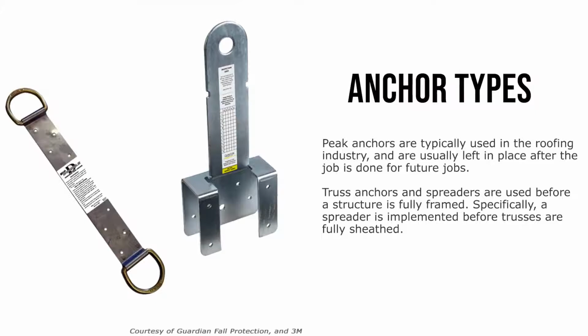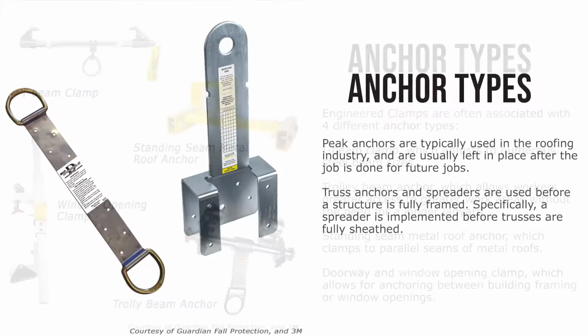Peak anchors are typically used in the roofing industry and are usually left in place after the job is done for future jobs. Truss anchors and spreaders are used before a structure is fully framed. Specifically, a spreader is implemented before trusses are fully sheathed.